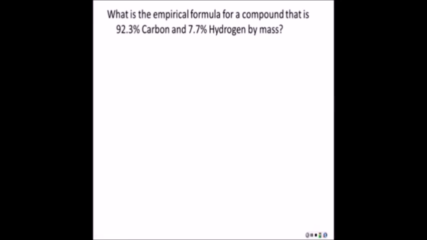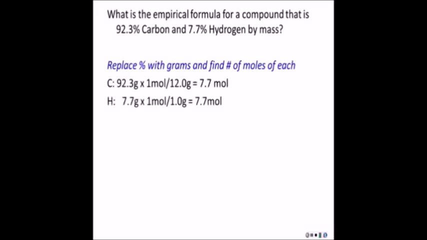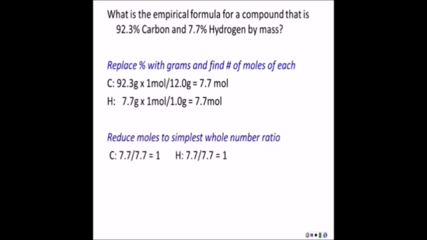Now let's go through one more, and this is a simple one. I have my carbon and hydrogen. You have the percentages. Now see if you can find the empirical formula. Okay, so this is what we would do then. I'm going to replace percent with grams, find the number of moles of each. Straightforward. You notice the number of moles are the same. So when I reduce this, I'm going to get an answer of CH for the empirical formula.